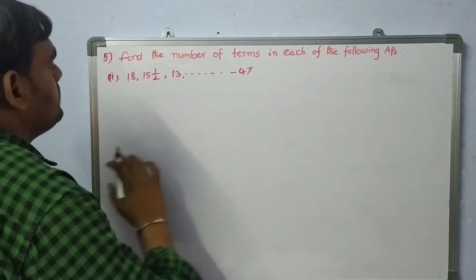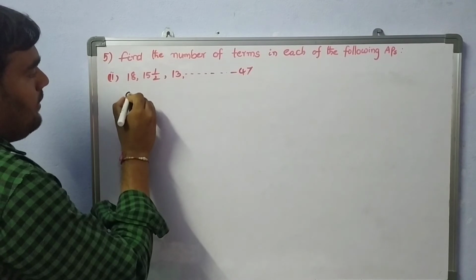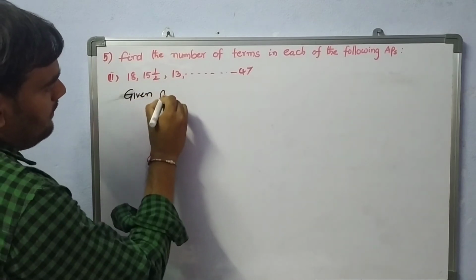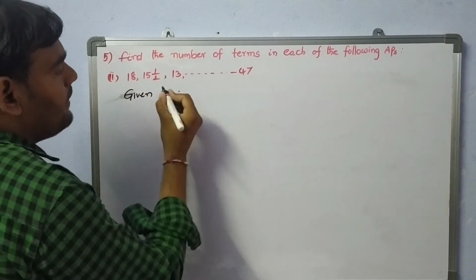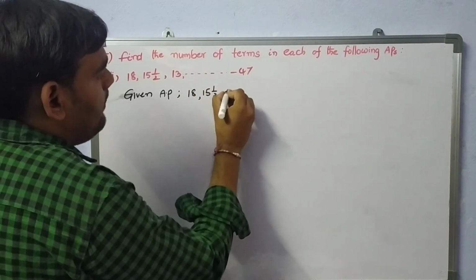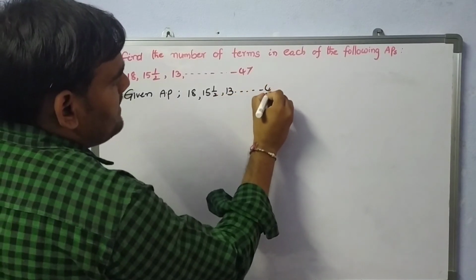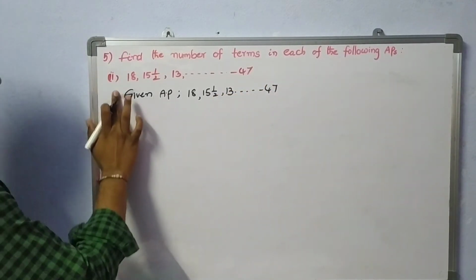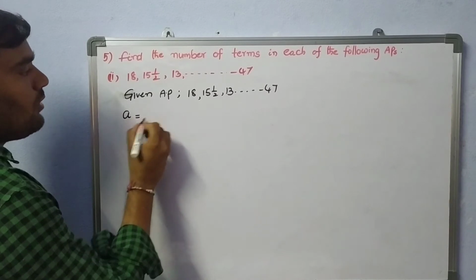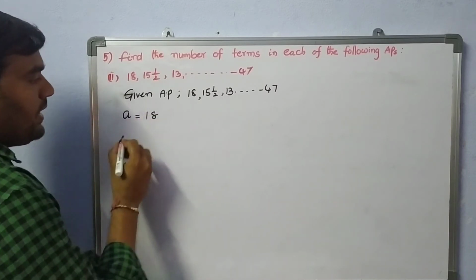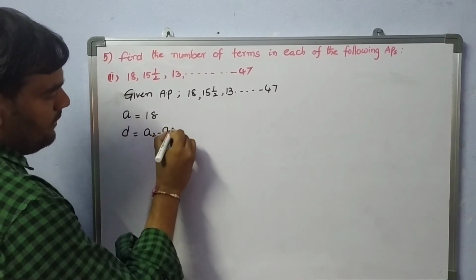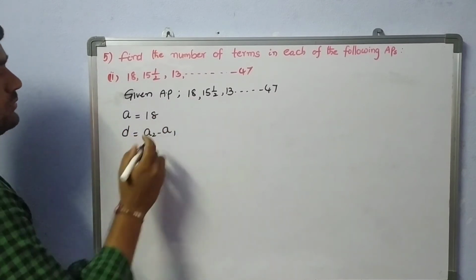So here, the given arithmetic progression, AP, is 18, 15 1 by 2, 13 and so on, minus 47. Now, first one, a is equal to 18. Next, we need to find the common difference. That is, d is equal to a2 minus a1. So what is the value of the common difference? a2 is 15 1 by 2 minus 18.